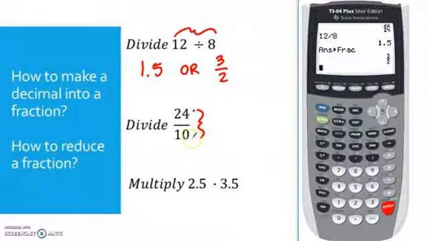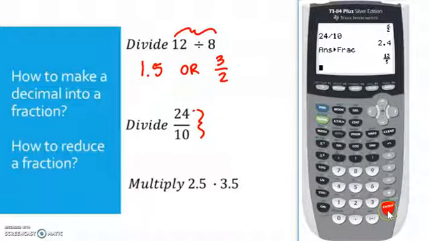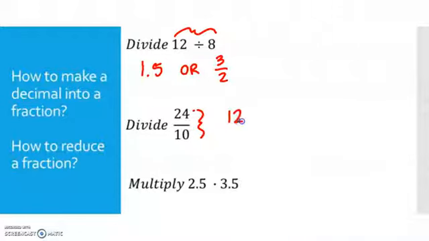So 24 divided by 10. I hit enter. It's 2.4. It's fantastic. And 2.4 is correct. But a lot of times you're going to need to make that into a fraction. So how you make it into a fraction is you hit math, enter, enter. And it's 12/5. So that reduces to 12/5.